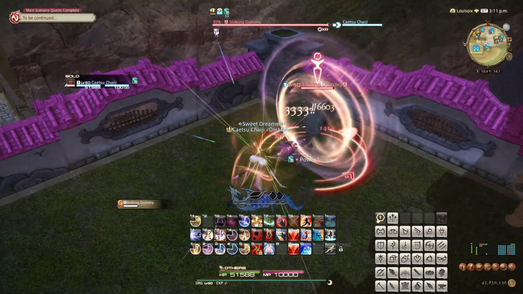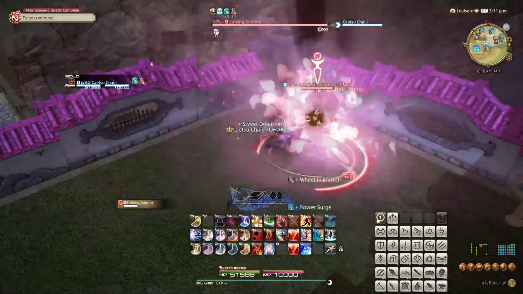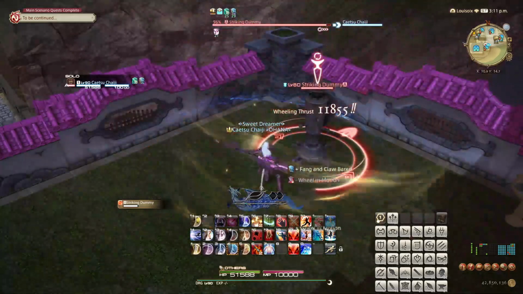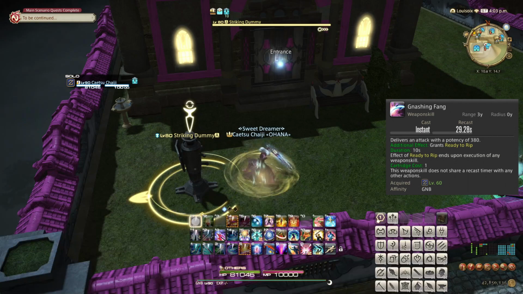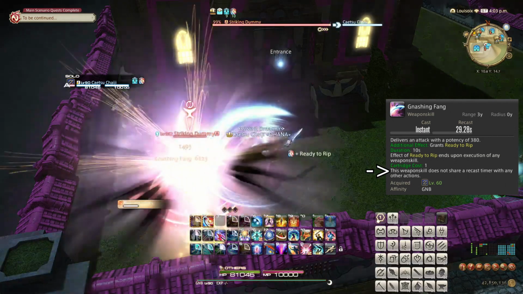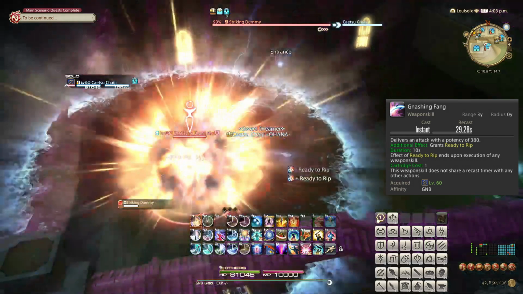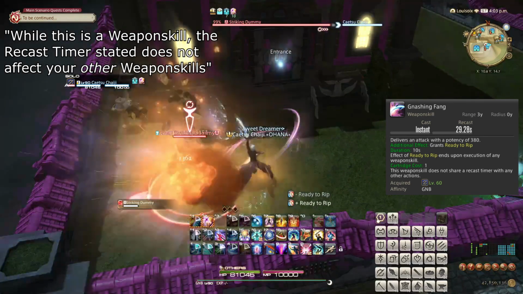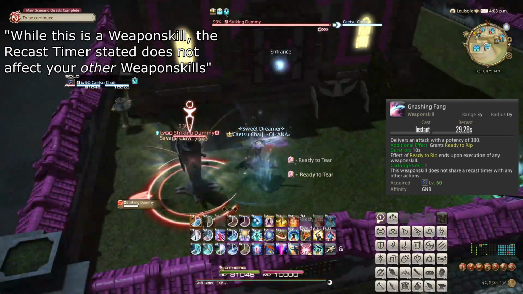Now, some weapon skills and spells exist with unusual recast timers, including cooldowns. For these, there are 5 excellent examples. Let's start with the Gunbreaker's Gnashing Fang. Because Gnashing Fang is a weapon skill, it incurs the global cooldown, but the line at the bottom that states that this weapon skill does not share recast timer with any other actions is meant to be understood as, no, the global cooldown incurred will not be 30 seconds, don't worry. The 30-second cooldown is exclusively just Gnashing Fang itself.